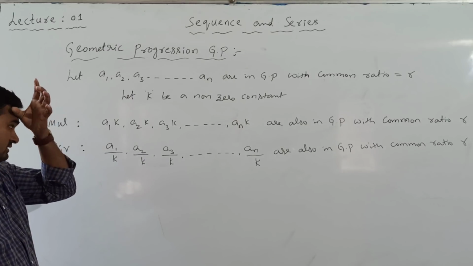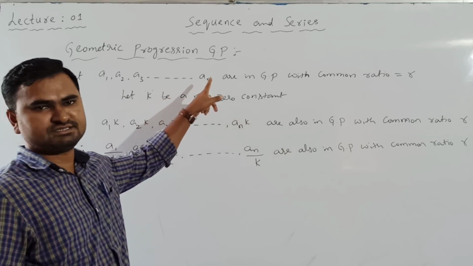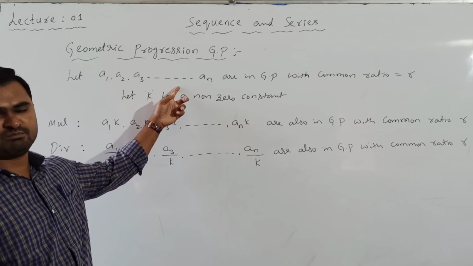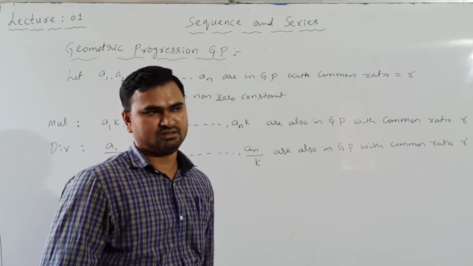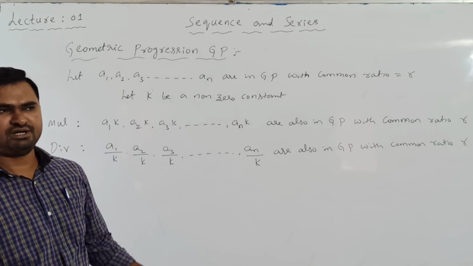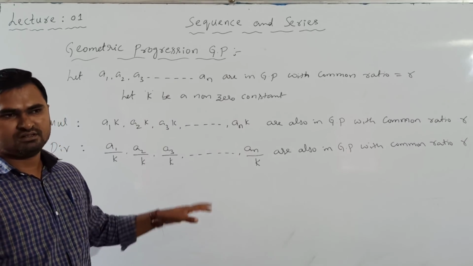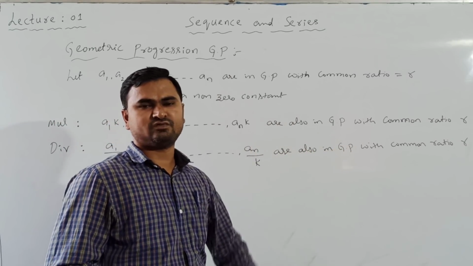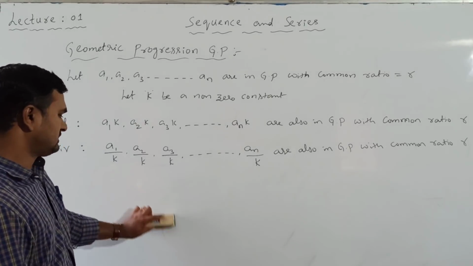This is one property. Next, if each of the terms of GP are raised by some power, maybe each term we are squaring or each term we are cubing, then also the resulting sequence will be in a geometric progression. If you want, you can take some terms which are in GP and square it or cube it, then we are forming another sequence. You can see that it is also forming the geometric progression. Okay. This is about the terms of GP.